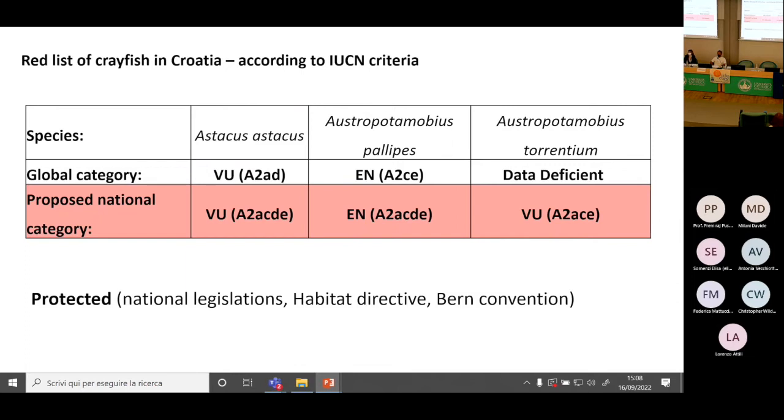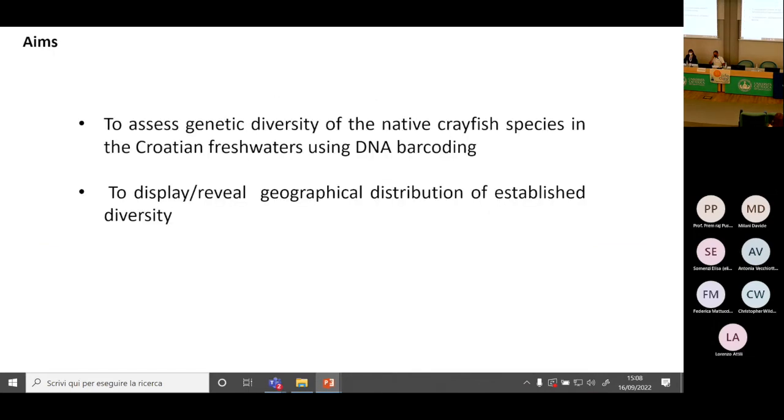Of course, because of all of that, all three previously mentioned species are protected by national legislation in Croatia, but also they are protected globally in Europe by the Habitats Directive and the Berne Convention. So this brings us to the aim of this presentation.